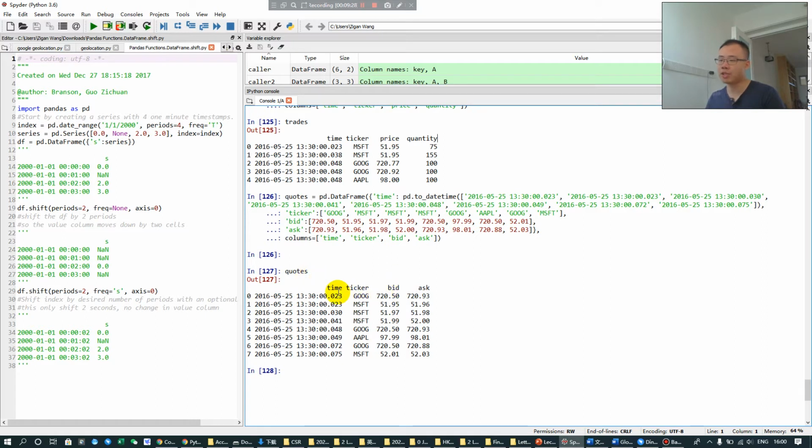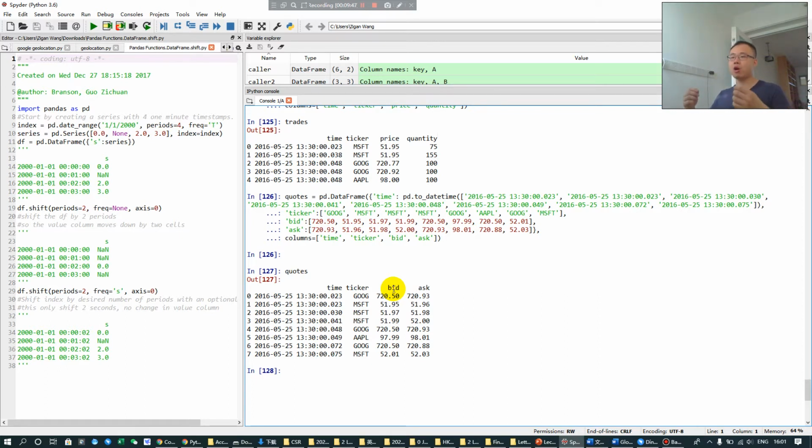So we have the quotes data. We have the trades data. We want to combine the two data sets together so that we can analyze, for example, how long you should wait before a bid price converts to a transaction.